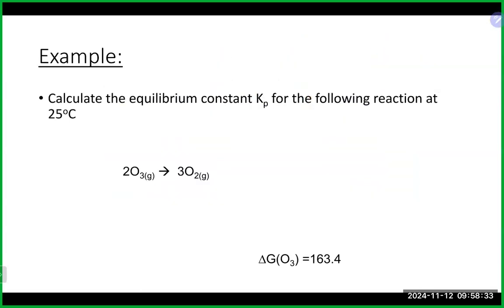All right, so why don't you give it a go here? Some delta G's from the table. Why don't you give it a go? Calculate the equilibrium constant for the following reaction.